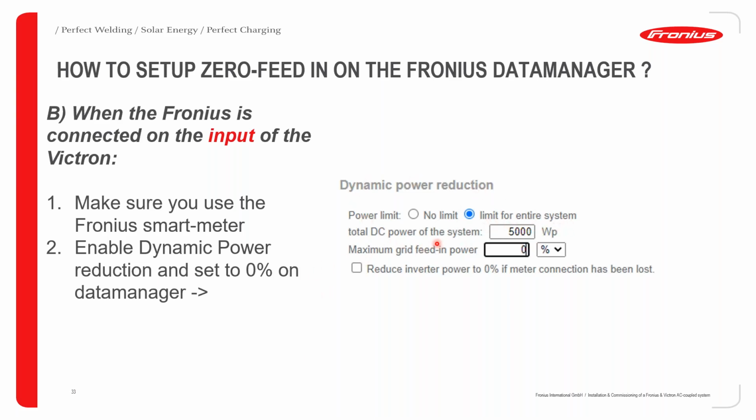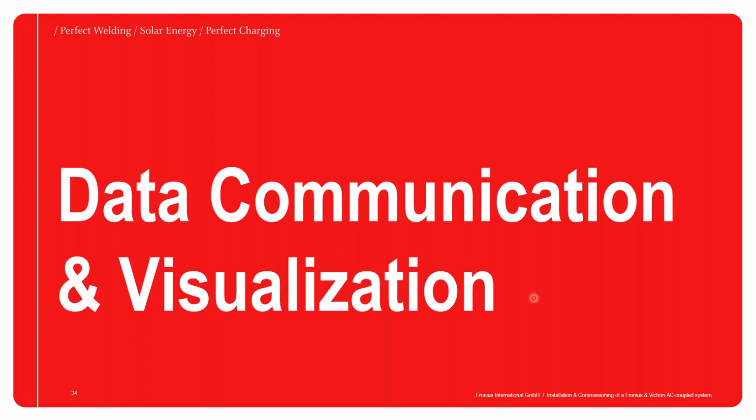It will ask you what is the total DC power of your system. So if your total DC power is 5,000 watts, you need to enter that. And what is the maximum grid feeding power? If you're not allowed to feed into the grid, that will be 0%. If you are allowed to feed in, let's say 20% of the system size to the grid, then you would set 20% over there. Remember, this refers to the Fronius side of the installation, which is your AC coupled, and does not refer to the DC coupled side of the installation.